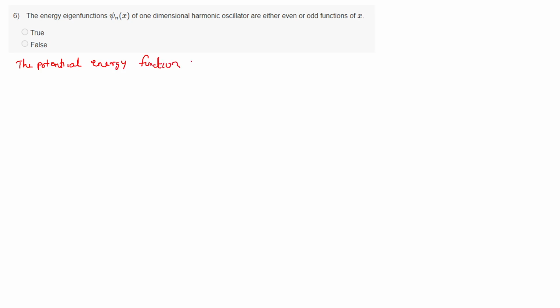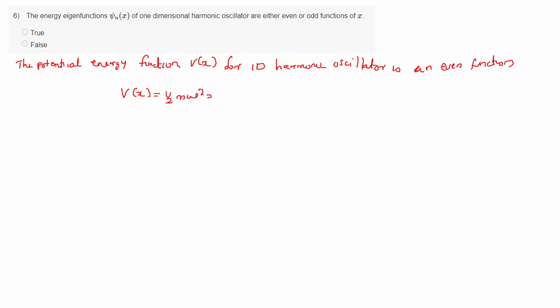The potential energy function V of x for a one-dimensional harmonic oscillator is an even function. How will it be an even function? What will be the formula of the potential of a harmonic oscillator? It is half m omega square x square. So it depends on x square, right? So it is an even function. So V of x, we can write as V of minus x.